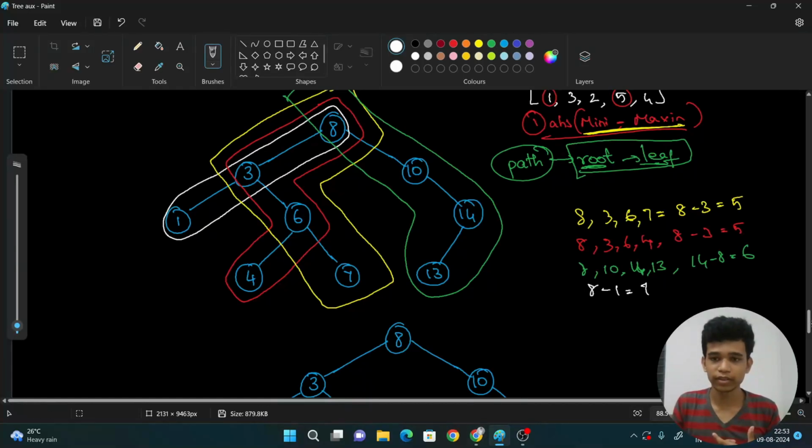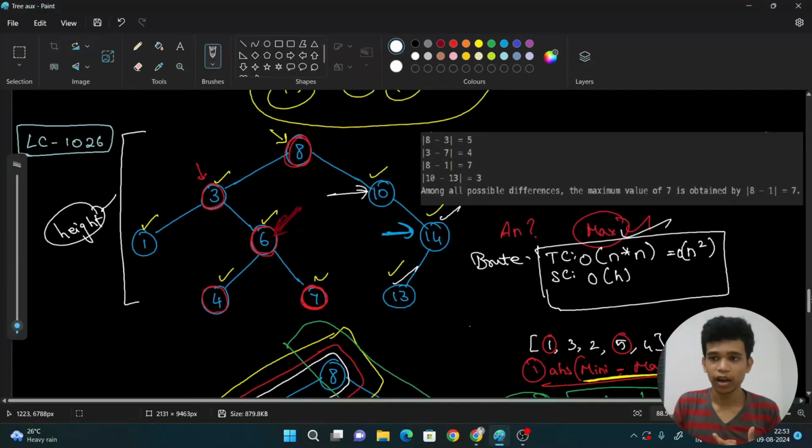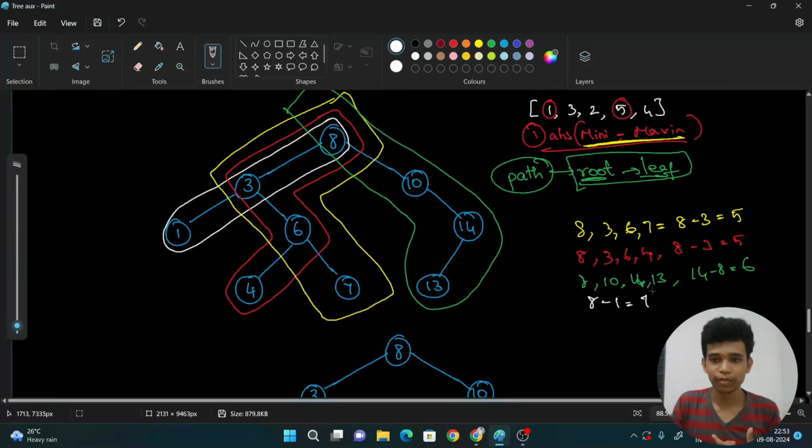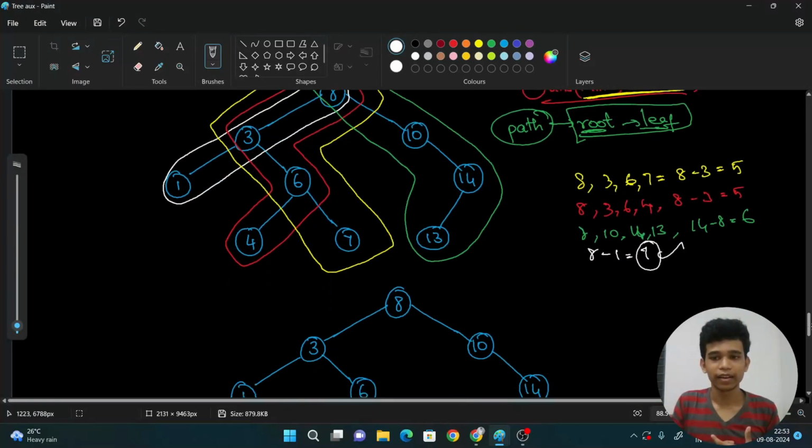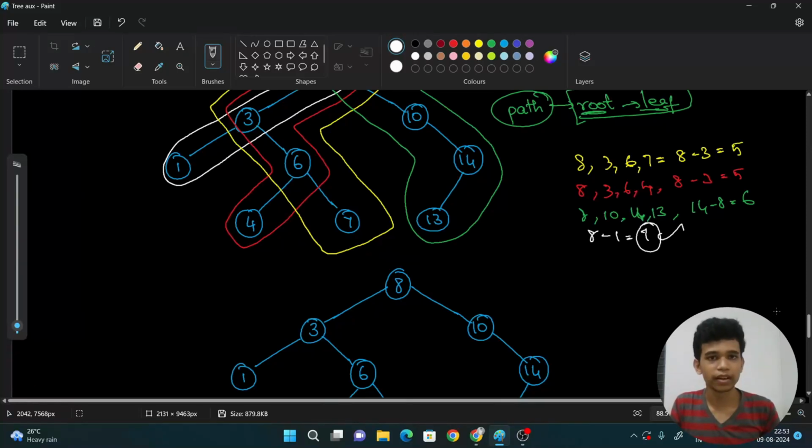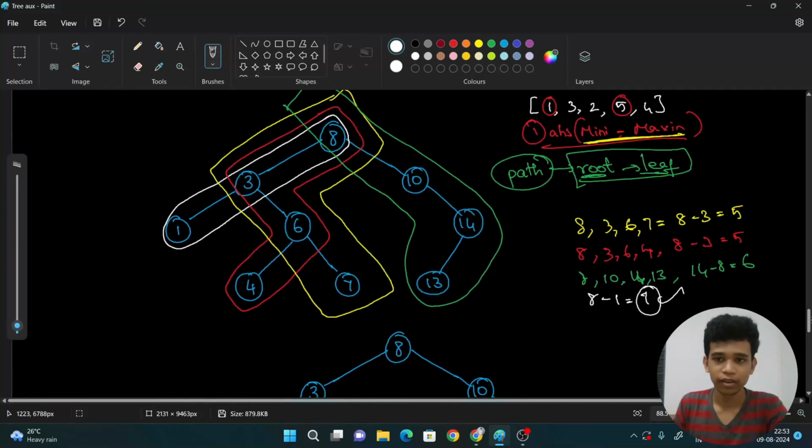And that's why, what is our answer? Among these, 7 is our answer, right? See here, what's our maximum? 7. Can I understand this? This is what our question statement states, right? We want to get the maximum difference between a node and its ancestor. That's what we have got, right? So I want to take the maximum difference in each and every path, and if I do a max operation on them, I will get the answer.